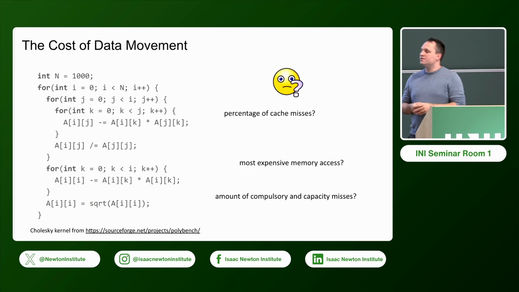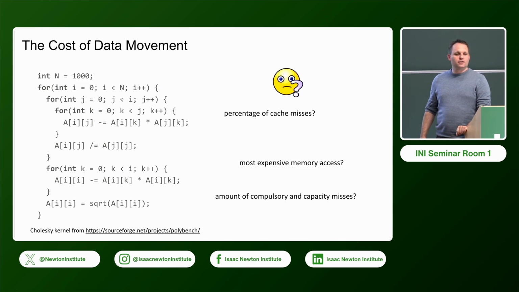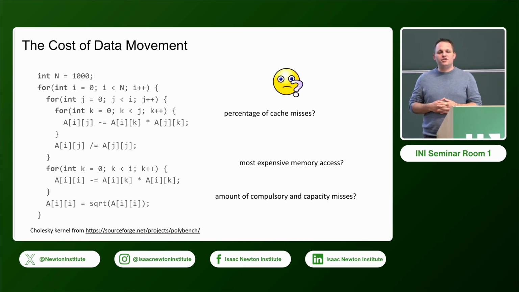If I ask you what's the computational complexity of that code, I would guess most of you would say that's probably cubic. It's relatively easy, right? But if I ask you this question, what's the percentage of cache misses of that code?